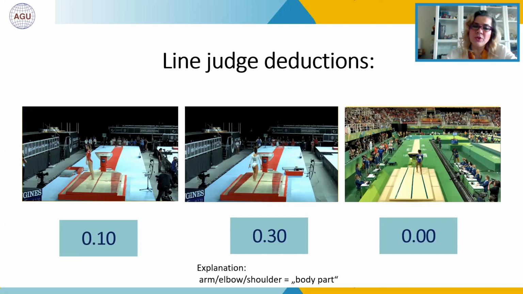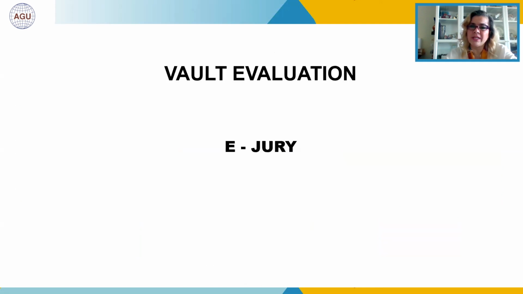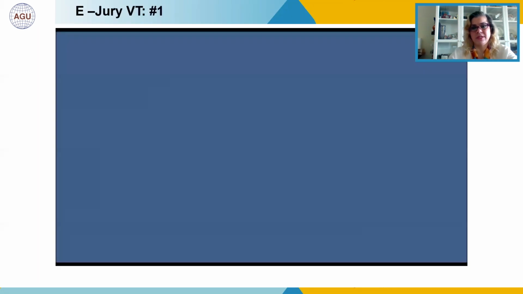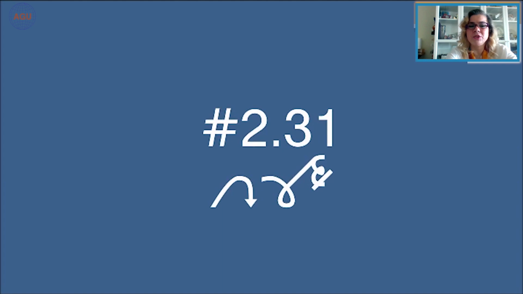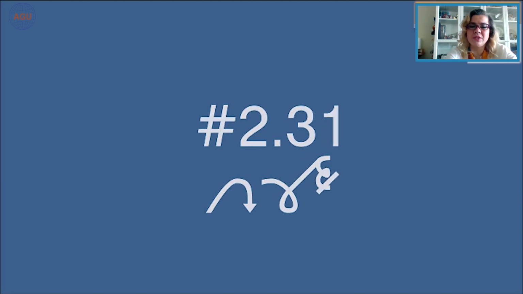And if you are ready again with your papers and pen, let's move to the evaluation for 5 vaults as E jury this time. So remember, please, all the deductions and try to apply all faults and deductions that you see. Okay, let's move to the first vault, and I'm going to give you the vault number as usual, so you have to be prepared to receive what you see. Vault from the second group, handspring salto forward, half turn.